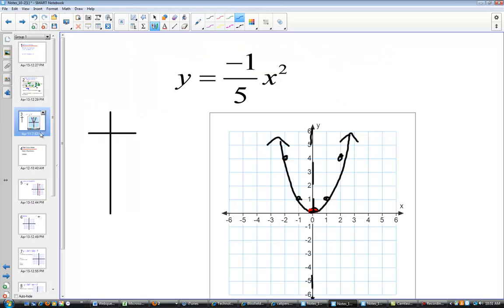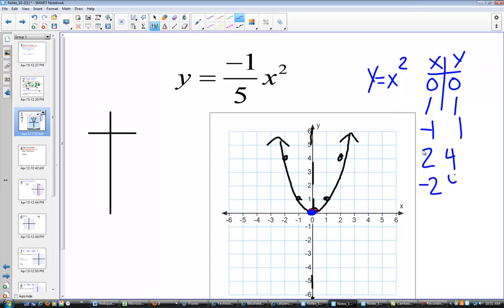Here's a problem that you would have seen on your last homework on 10.1. I've drawn the parent graph in here. For the parent graph, if x is 0, y is 0. Our vertex or our minimum point is right at the origin. If I put in 1, I'm going to get 1. If I put in negative 1, I'm going to get 1. And if I put in 2, I'm going to get 4. If I put in negative 2, I'm going to get 4. So that's what I've graphed right here.